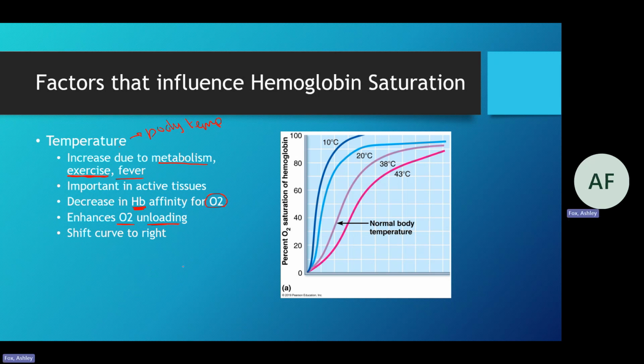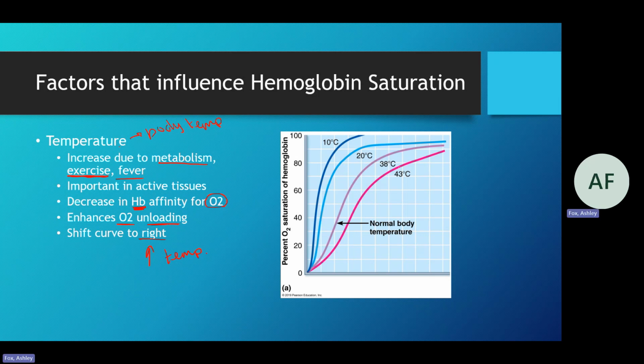So if you increase the temperature, like I said, in the muscles, then you don't want your oxygen to hang out with your hemoglobin. That's not helpful to the muscles. You want hemoglobin to release its oxygen more readily, so it's not as attached. It can get rid of it easier. So hemoglobin is going to give off more oxygen at increased temperatures, and you're going to shift this curve that we looked at to the right.